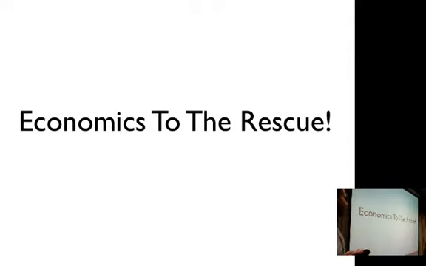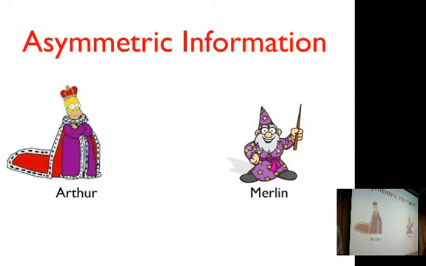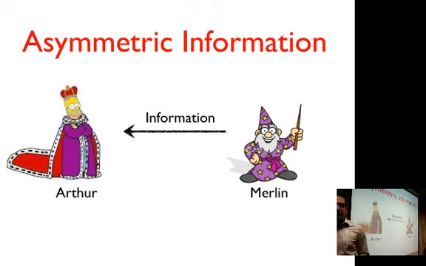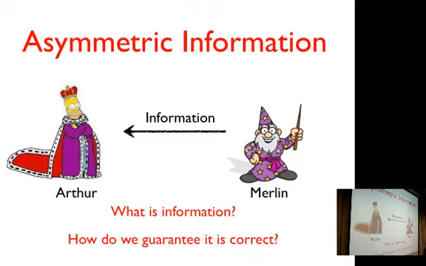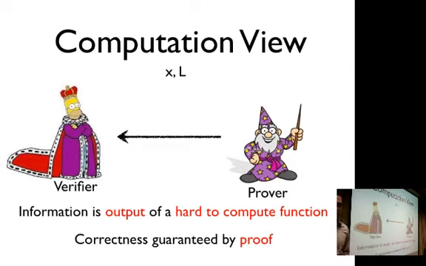So when I told you that this talk was about interactive proofs, I only gave you half the truth. It's actually a talk about asymmetric information. So we have this user Arthur and this expert Merlin, and we really want to transmit some information from Merlin to Arthur. And the key is that when we talk about interactive proofs, or asymmetric information in economics, we have to define what information is and how we guarantee it is correct. So the computer science view we've been talking about: information is the solution to a hard problem and the correctness is guaranteed by a proof.